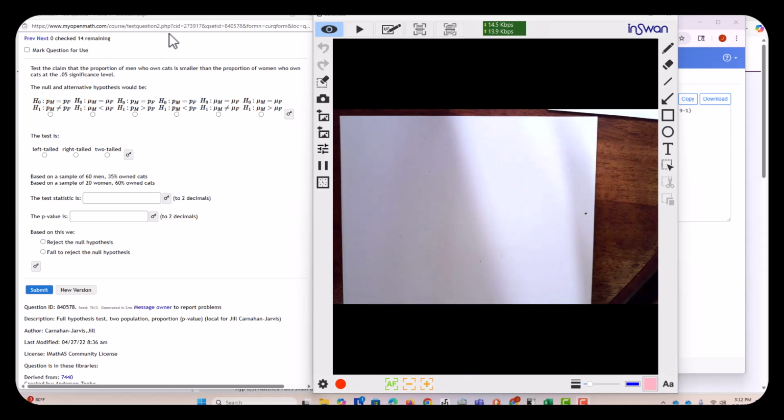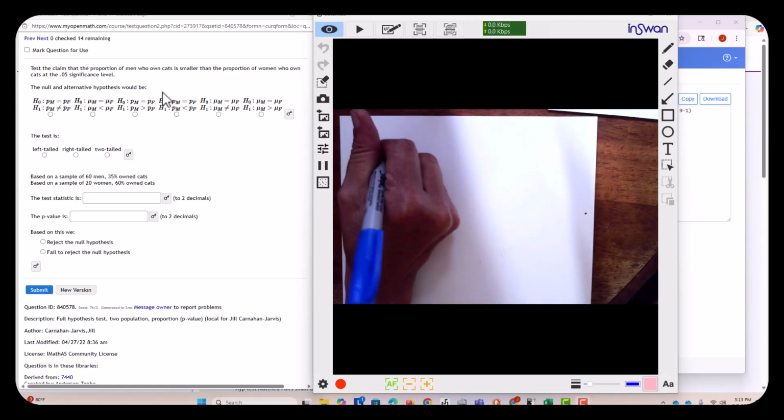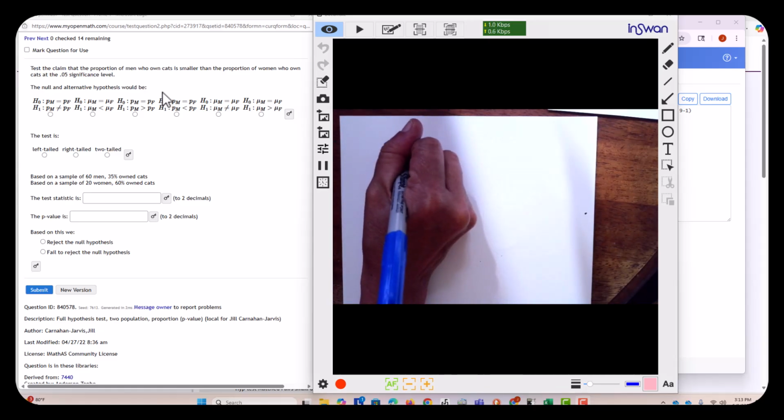Okay, we're asked to test a claim that the proportion of men who own cats is smaller than the proportion of women who own cats at the alpha level equal 0.05.